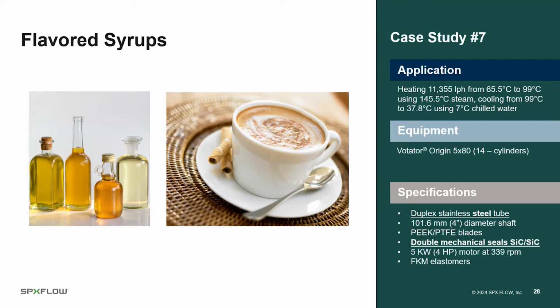We used a 4-inch diameter shaft with a peak Teflon configuration type blade. This was, as you can imagine, a very sticky product. So we used double mechanical seals in a silicon carbide configuration. And this was a 4 horsepower at 339 with FKM elastomers. So this customer has been running for several years. I think we sold this in about 2016 or so. And they're now coming back and looking at a second system with us.